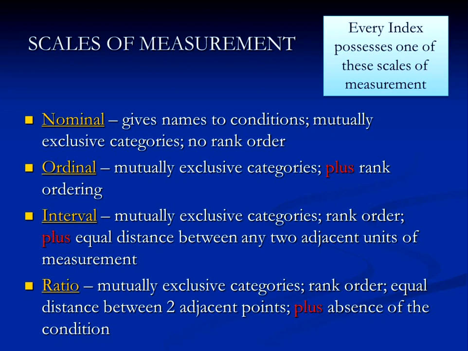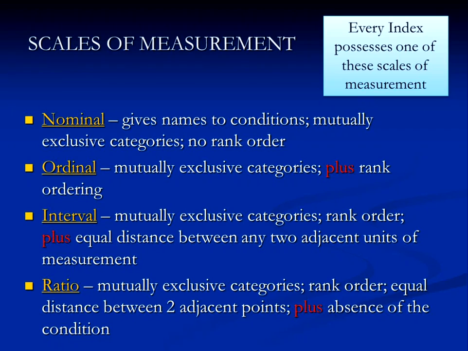So there's an equal distance between two adjacent units of measurement. Ratio is basically interval. You can see that they're all building upon one another. Ratio is basically the interval, but we have a complete absence of condition, or we have an absolute 0 point. So the typical example would be the Kelvin temperature scale. We can't have a negative temperature in the Kelvin temperature scale.